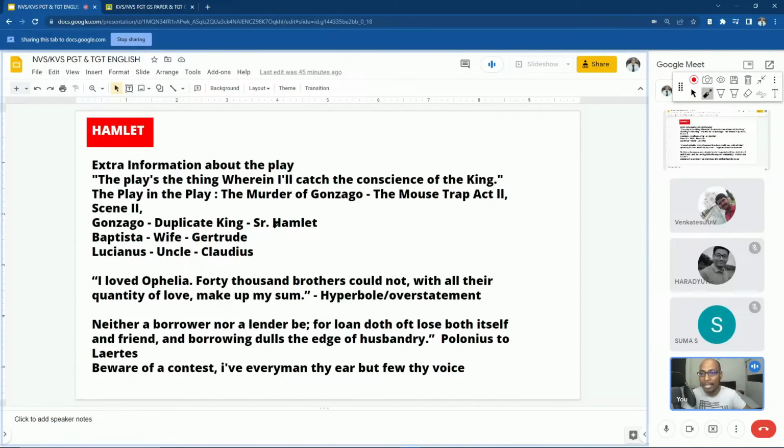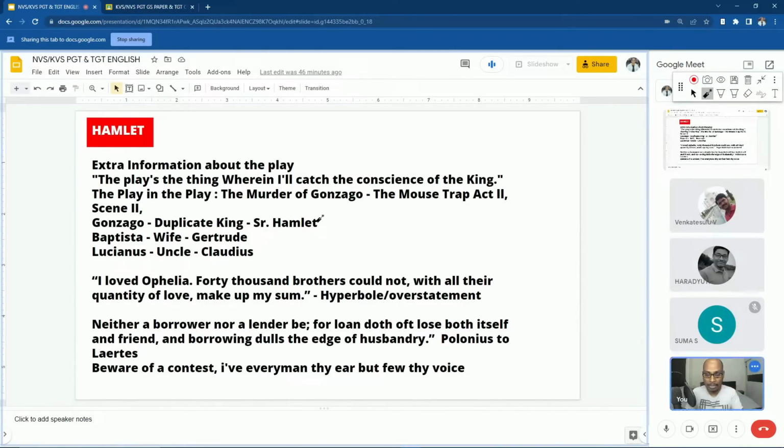So in the Hamlet play, senior Hamlet, Gertrude and Claudius are the characters. But the play which was staged by Hamlet to find out whether Claudius and these people are the real culprits or not, in that Gonzago is a character who played the role of senior Hamlet, and Baptista is the character who played the role of Gertrude, and Lucianus is the character who played the role of Claudius. Did you understand, Goshji? Please explain once again these characters in the play within the play.